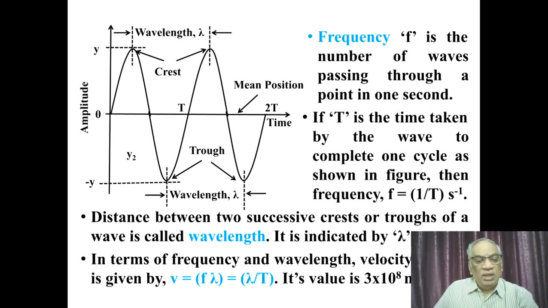Distance between two successive crests or troughs of a wave is called wavelength. It is denoted by lambda. In terms of frequency and wavelength, the velocity of the wave can be given by v equals f lambda, or lambda by T, and in case of light its value is 3 into 10 to the power of 8 meters per second.